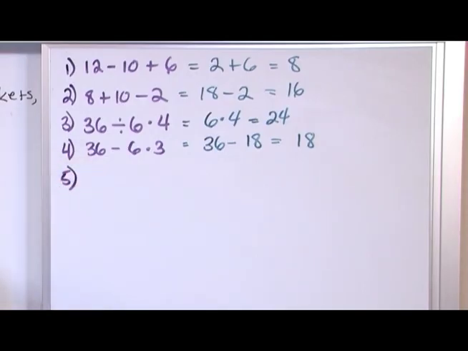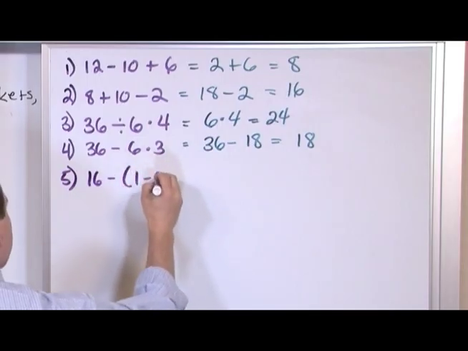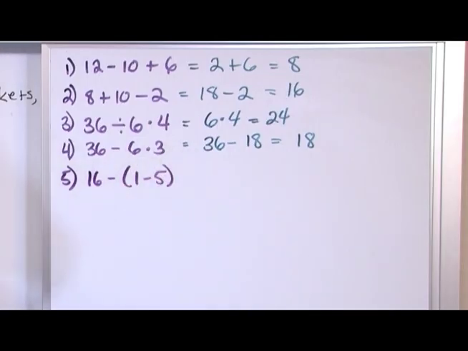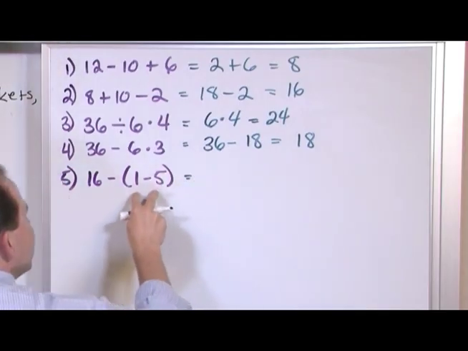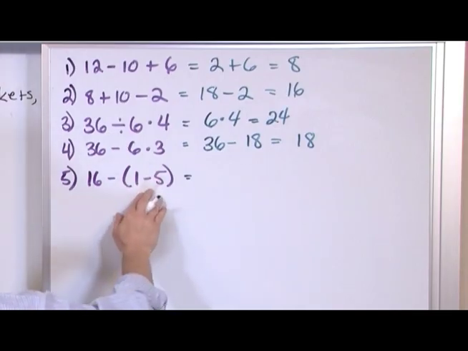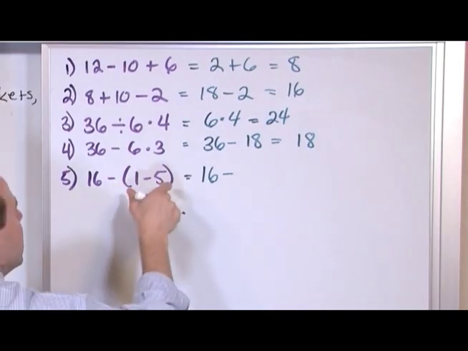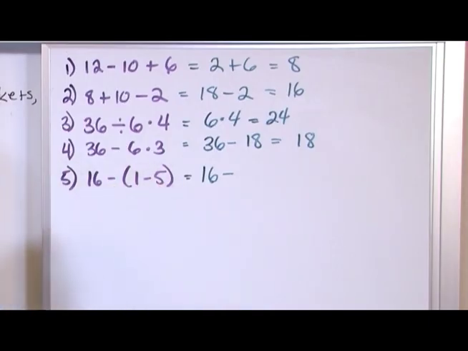Number 5. We have 16 minus (1 minus 5). Now, first thing we check on our list, do we have any parentheses? Yes, we do. No matter what is inside here, addition, subtraction, fractions, anything, we do the inside of the parentheses first. So we have 16 minus, just copying this. Here we have 1 minus 5.